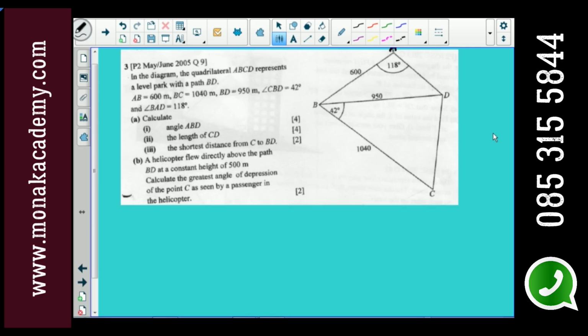So they want us to calculate angle ABD. So we already talked about this. Whenever they want the angle and you're given 3 letters, we're referring to the letter in the middle. Right? So ABD means they want this angle. Okay, so with that angle, I was able to calculate it using sine rule or with cosine rule.